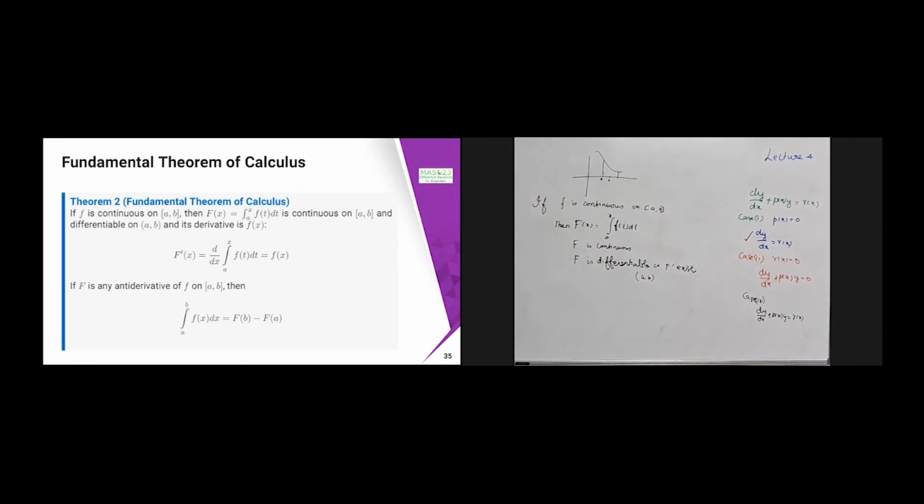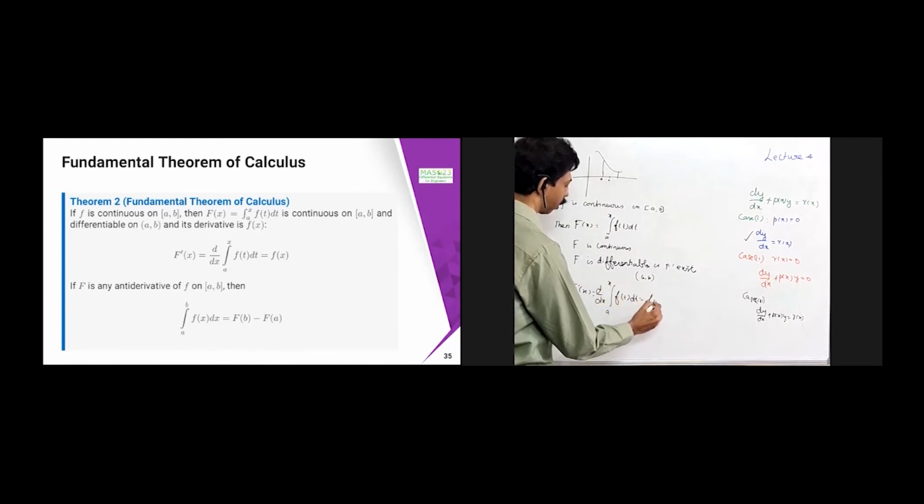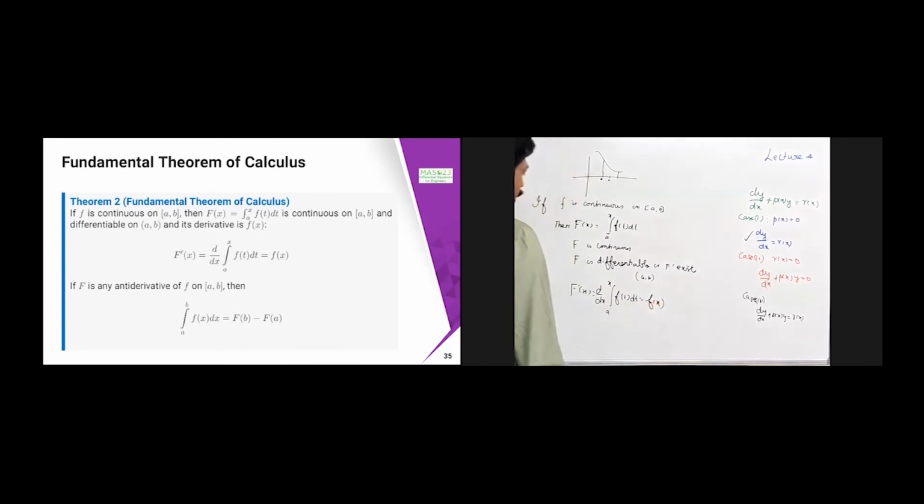Now I can calculate my F dash of x. F dash of x is d by dx of the integral from a to x of f of t dt. So this is going to be f of x. I can find the derivative, and the derivative is going to be f of x.